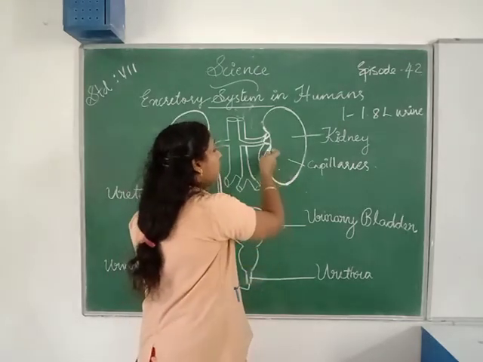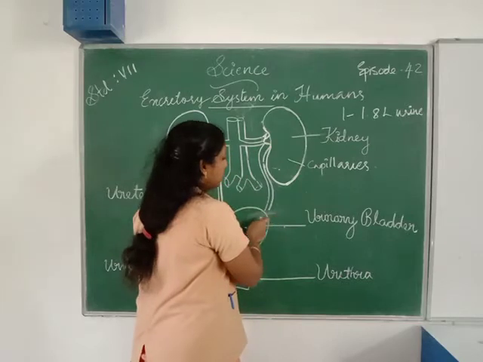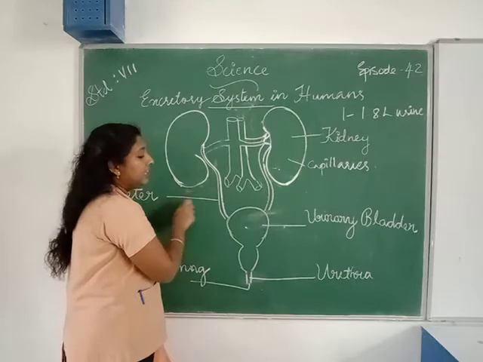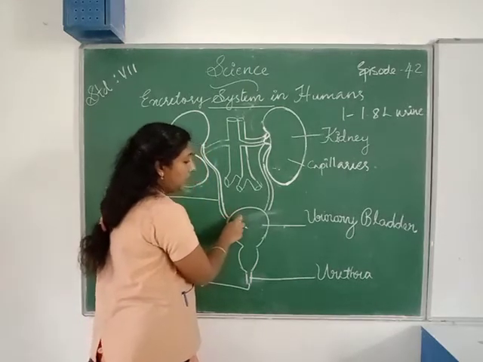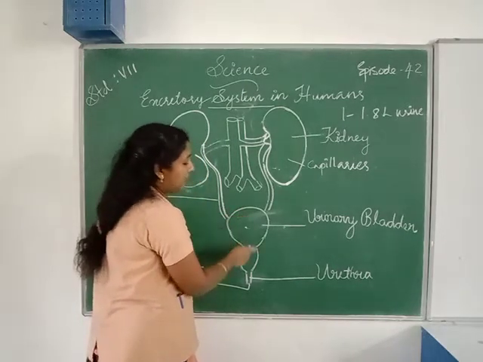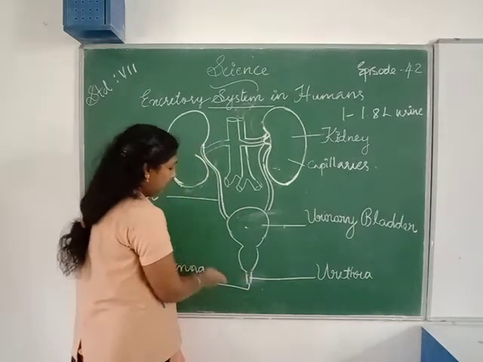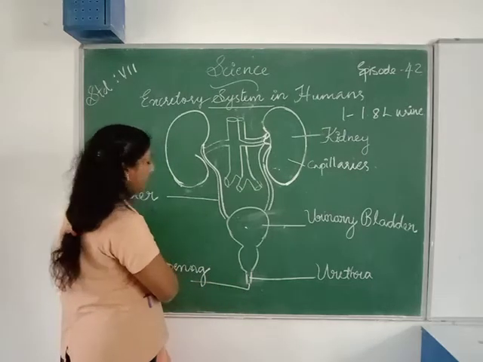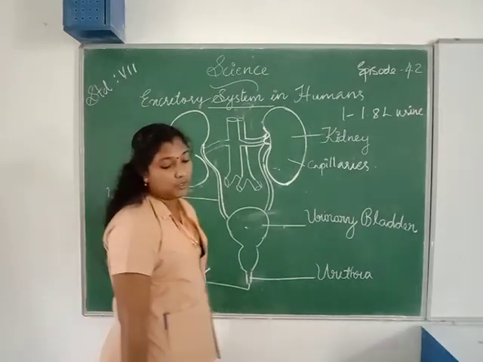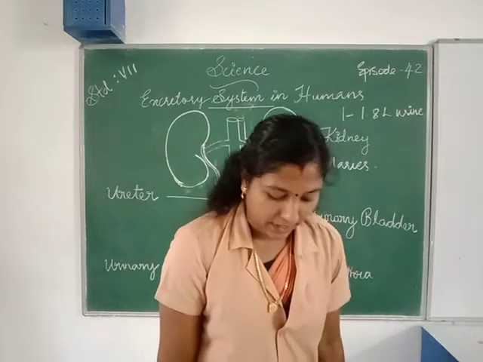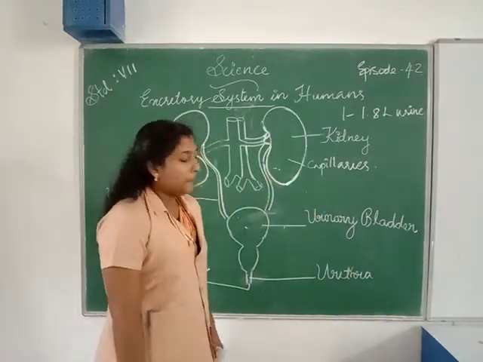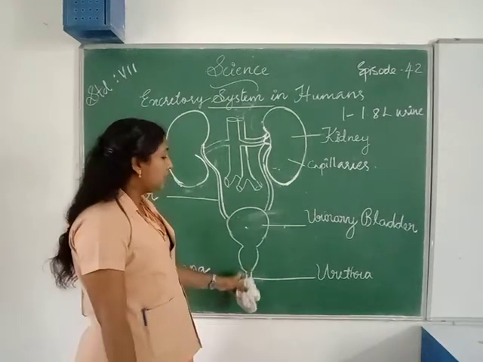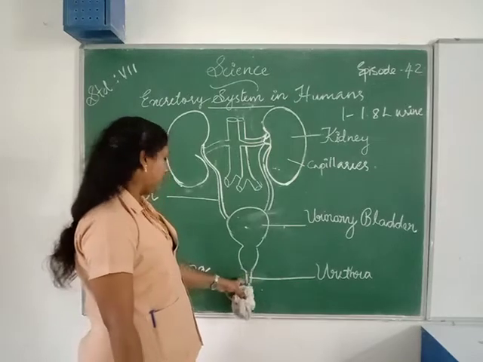Then the waste is removed from the kidney to the urinary bladder through a tube-like structure that is called the ureter. Then it is stored in the urinary bladder. The urine is stored in the urinary bladder. Then it passes to the urethra. Then it is passed out from our body through an opening. It is the urinary opening. Okay. Then this urethra is a muscular tube.